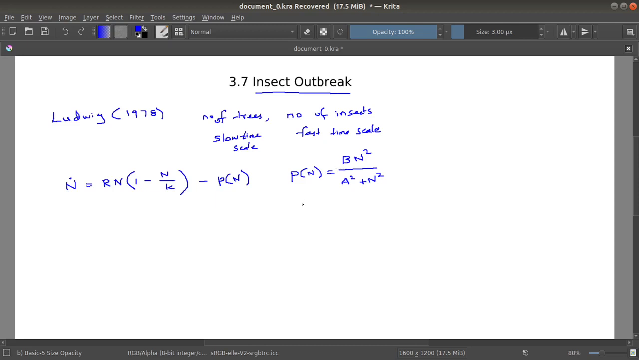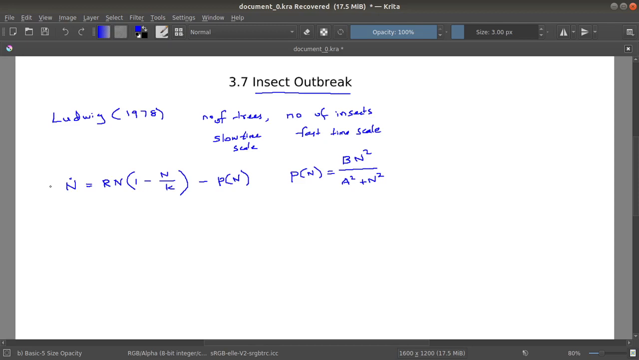So now what we are going to do is reduce the number of parameters. We have already seen how to reduce the number of parameters. So the idea is writing this equation in a dimensionless form. So that's what we are going to do.